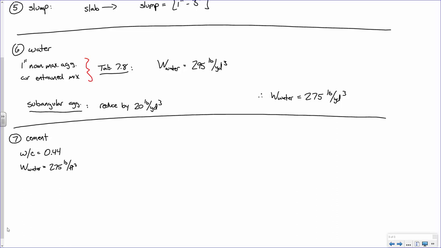That's per cubic yard, sorry. That's another thing. I do want to see units on this stuff. That matters. Okay, so therefore, the weight of cement that we would need for this is the weight of the water divided by our water cement ratio. So that is 275 pounds per cubic yard divided by 0.44. What does that come out to be? 625.